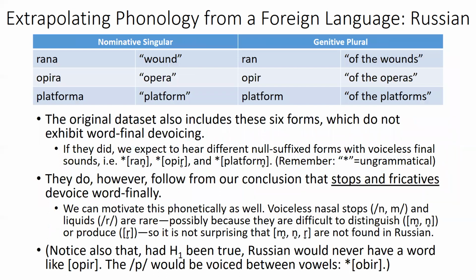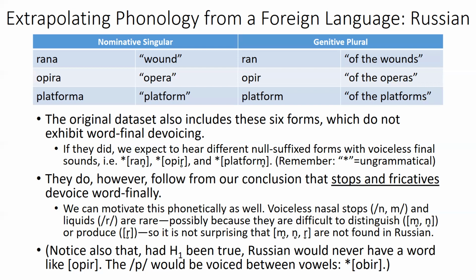Now, we were ignoring these for a while, but let's come back to them. We have these 6 forms, and they don't exhibit that word final devoicing, where only voiceless sounds are found at the end of words. And if they did, we would expect to hear different null suffix forms. So that little circle there says those are voiceless sounds. Russian doesn't even necessarily have these. Some languages do. So we would expect ran, opich, and platform.